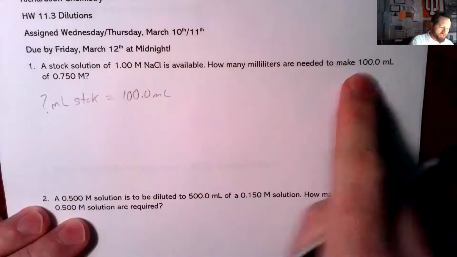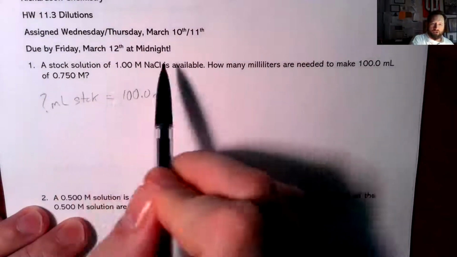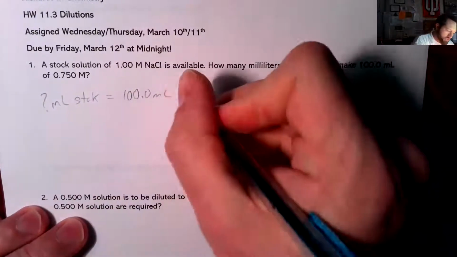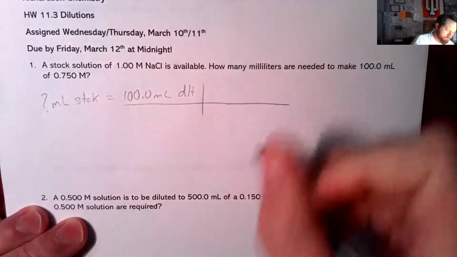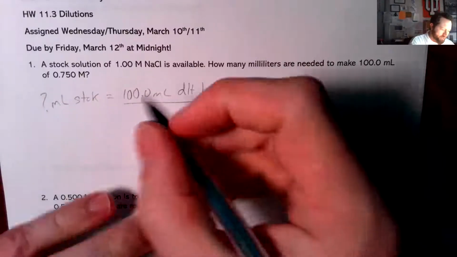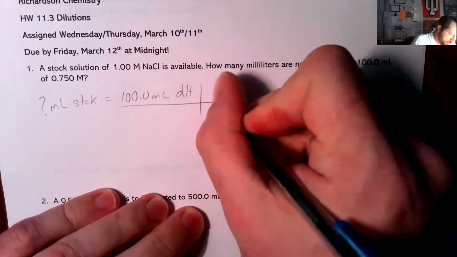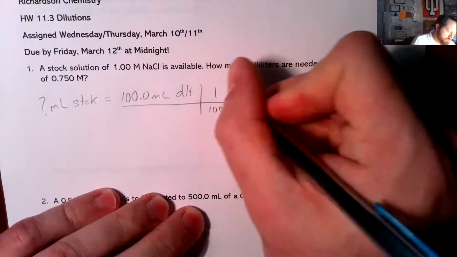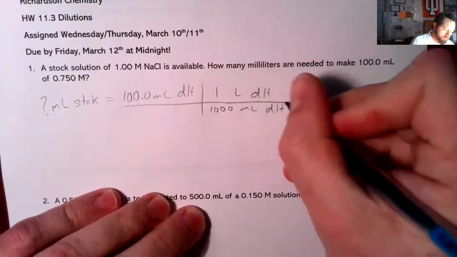Now let's identify, is this my dilution or my stock? Well, it says up here, my stock solution is 1.00 molar. This one's less, so this must be my dilution. Just some experience speaking here, but I know that with milliliters and moles, they don't really go together. So my first step, I'm going to take 100 milliliters of my dilution and convert it into liters of dilution. So there we go.